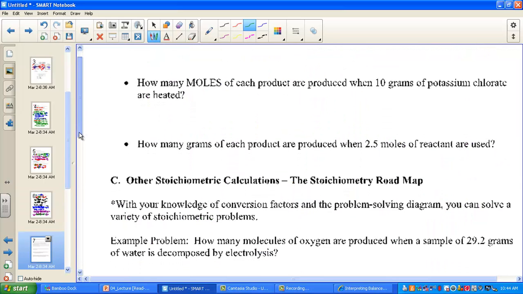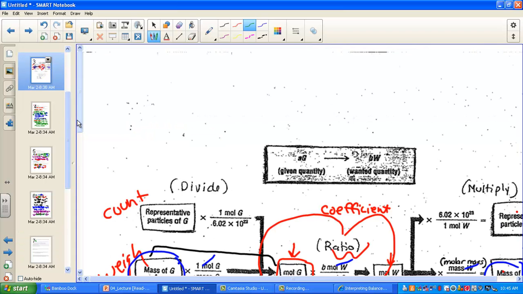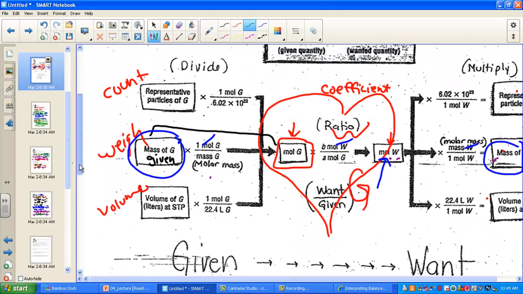I think this might leak to the next page, so I'm going to look up here. How many moles of each product are produced when 10 grams of potassium chlorate are heated? So I'm seeing here 10 grams of potassium chlorate. And I'm asked actually for 2 problems for the price of 1. I want to get to each product. But just think about where are we starting and where do we really need to end up.